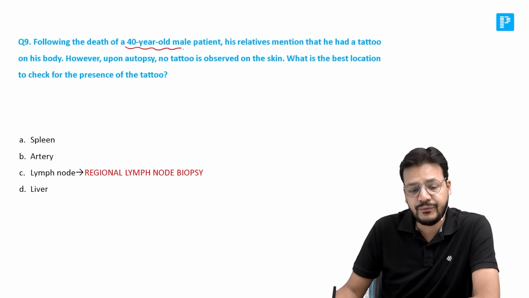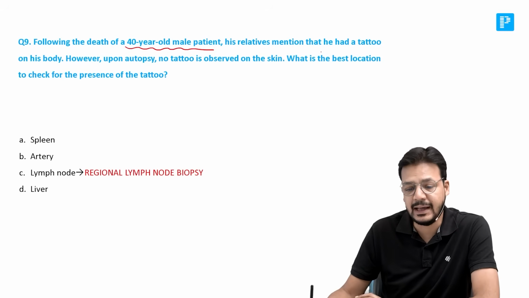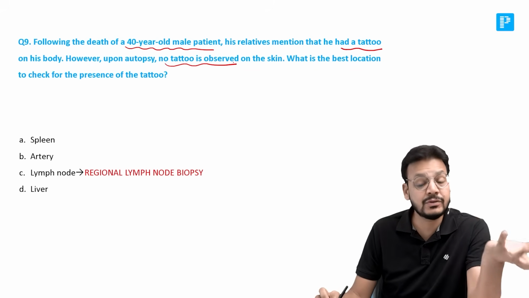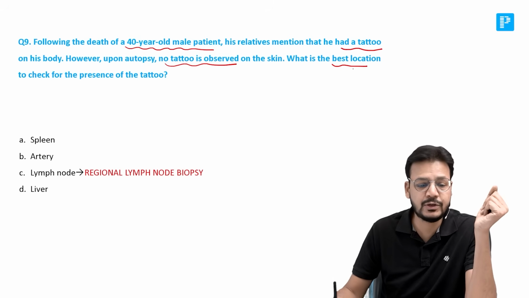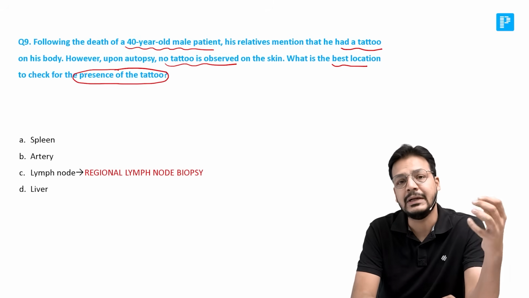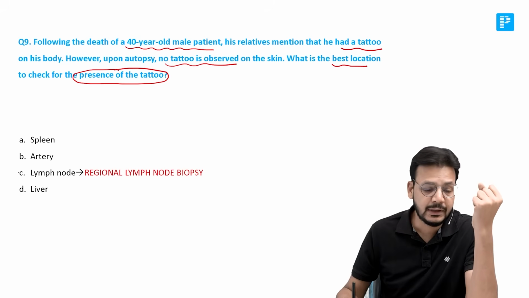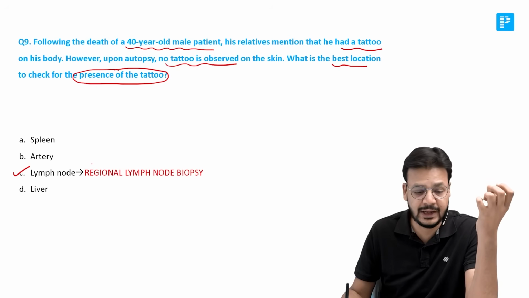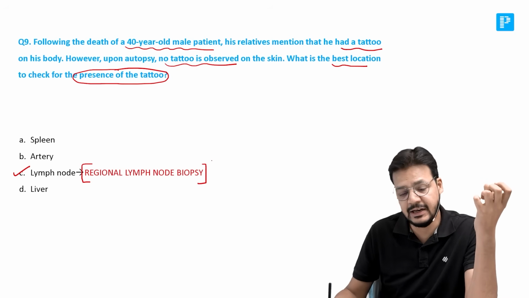Following the death, a 40-year-old male that had a tattoo mark on his body, but upon autopsy, the tattoo mark is not observed. What is the best location to check the presence of tattoo? Because the tattoo, the dye goes to the lymph node level. The best location to check the tattoo and the dye is up to lymph node level. And we also do regional lymph node biopsy.